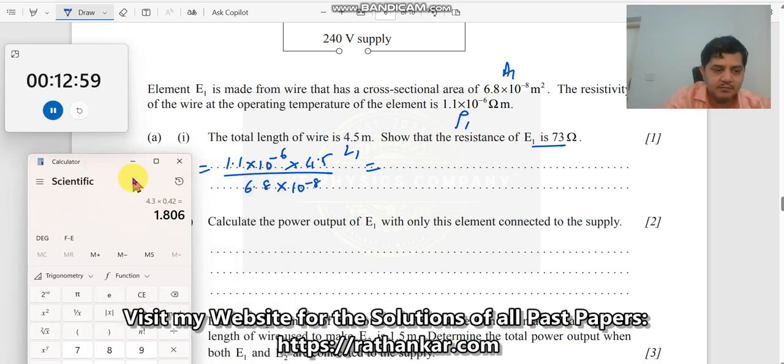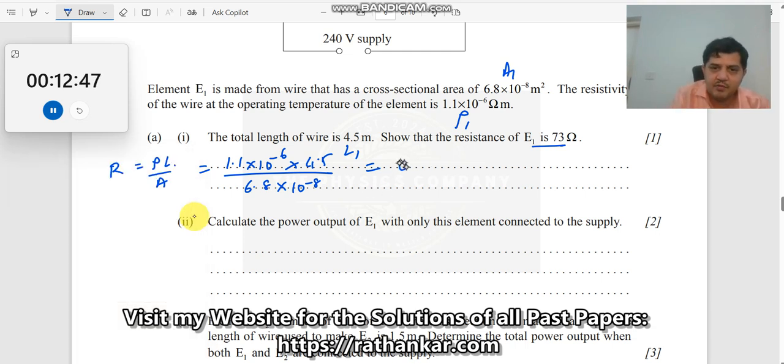So I have 1.1 × 4.5 divided by 6.8. How much is it? 0.727. I just took only the values over here. 0.727 × 10 to the power of, here you have minus 6, here you have minus 8. When it goes up, it becomes 10², which is equal to 72.7 ohms, nearly equal to 73 ohms. So we proved the first one.